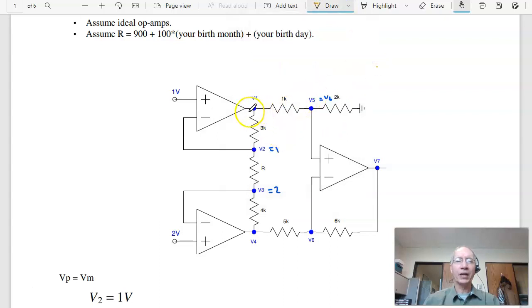At node 1, I can't write the equation because I don't know what this current is. Plus, I already wrote it. The node equation of V1 is V plus equals V minus. At node 2, I can write the equation. Current up plus the current down plus the current left equals 0. The current left is equal to 0. So just current up plus current down equals 0. V2 minus V1 over 3K plus V2 minus V3 over R equals 0.